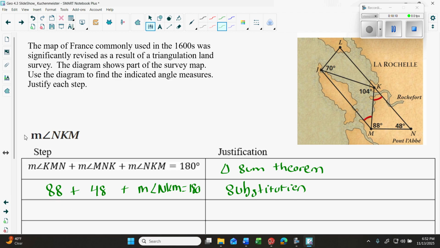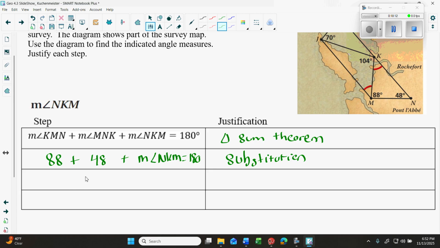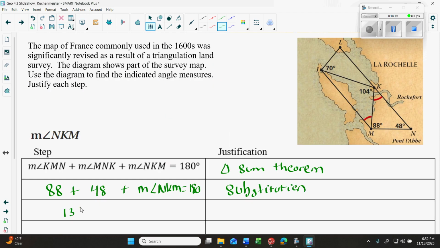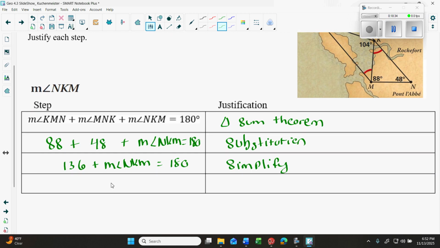All right, you should know what's next here. And what's next is we're going to simplify. We're going to do 88 plus 48, which right here is 136. Now we have 136 plus the measure of NKM, and that is going to equal 180. And lastly, I would subtract 136 from both sides to get measure of NKM equals 44 degrees. And then subtract the proper dual.